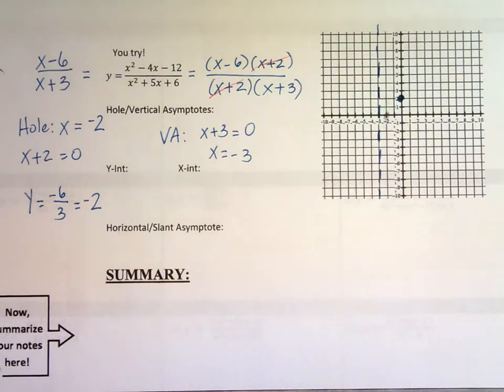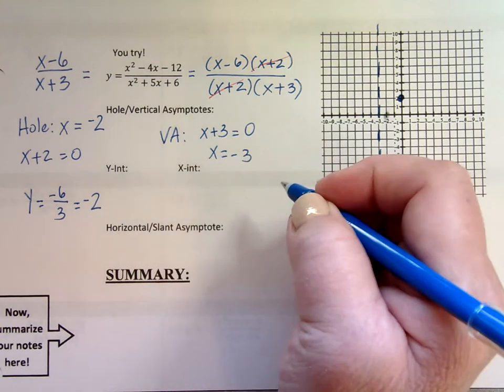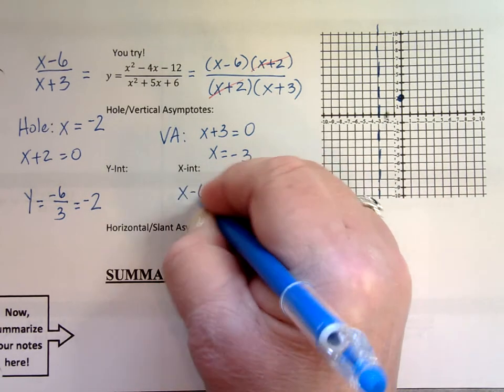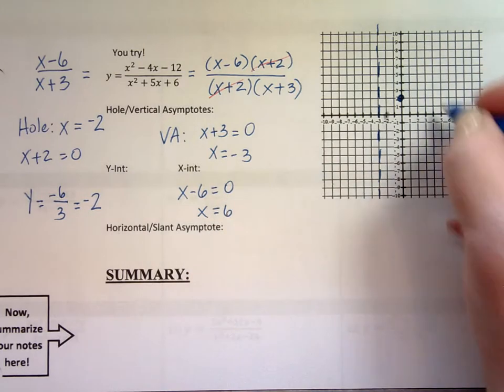X-intercept: you take the numerator and set it equal to 0. X minus 6 equals 0, x equals 6. Cool. X equals 6 is over here. Toss a dot.